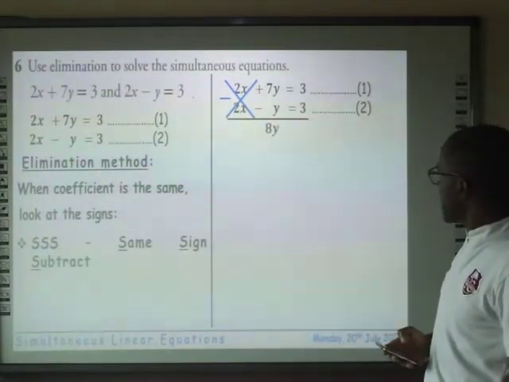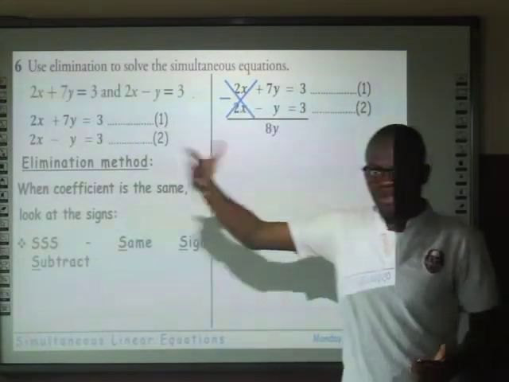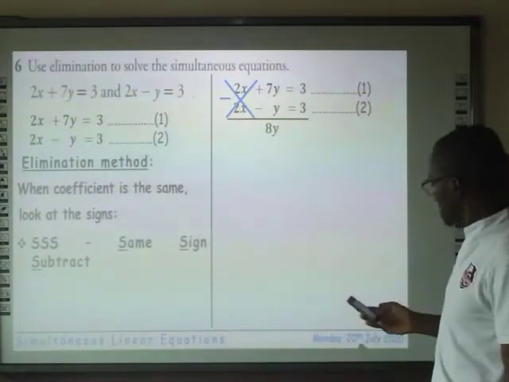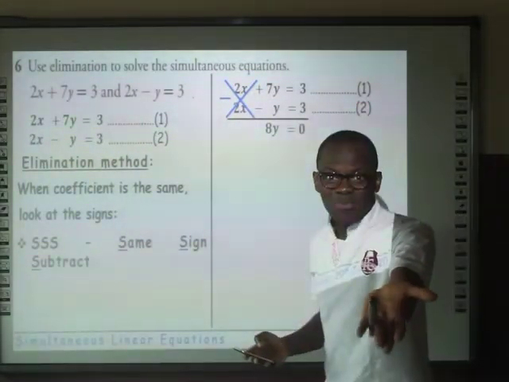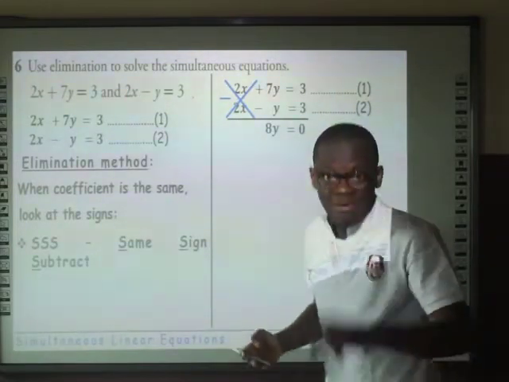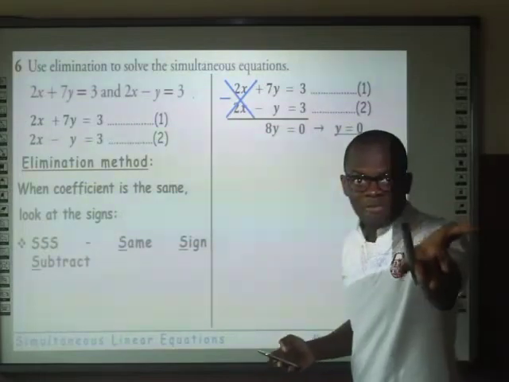Right. So you have 8y, and then 3 minus 3. Aha. 3 minus 3 is exactly 0. 3 minus 3 is 0. And if 8y is equal to 0, therefore y is 0. Exactly. y is 0. So there you go. That's the value of y.